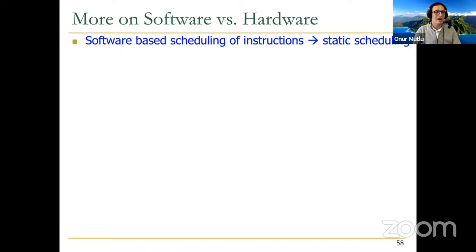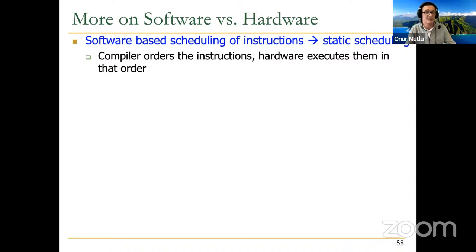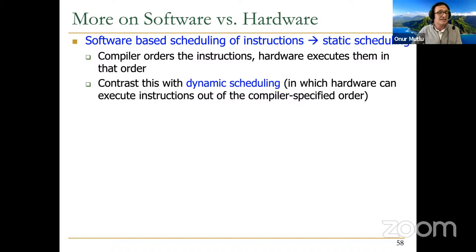Okay, so one last slide on software versus hardware. If you do software-based scheduling of instructions, it's called static scheduling, as I said, before-runtime scheduling. The compiler orders or reorders the instructions. Hardware executes them in that order because we're still obeying the von Neumann model. Contrast this with dynamic scheduling, in which the hardware can execute instructions out of the compiler-specified order. We will see that tomorrow.